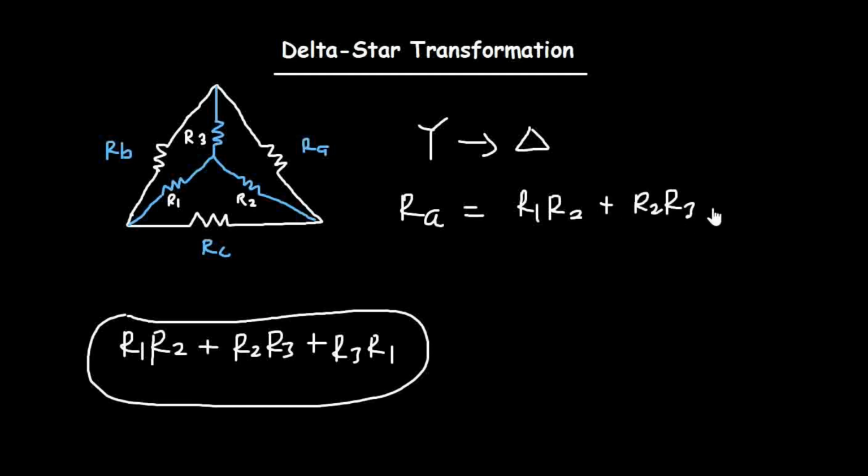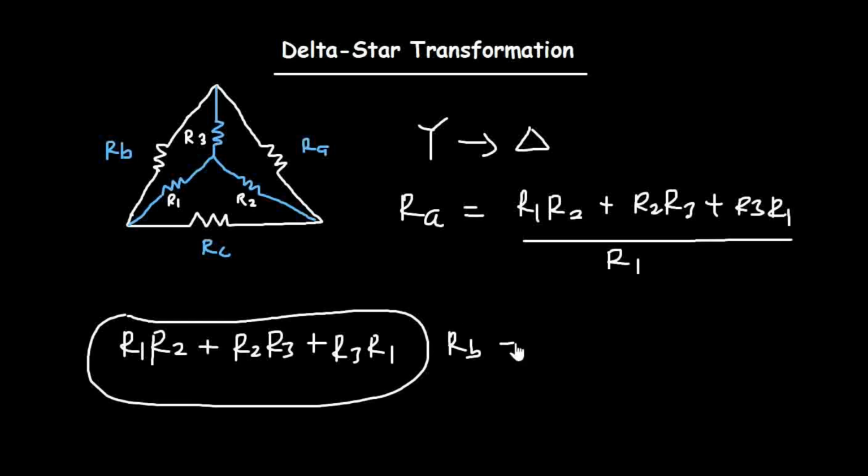R3, plus R3 multiplying R1. So we then divide all by the value opposite to RA, which is R1. So all divided by R1. Very simple. So let's do the same for RB.